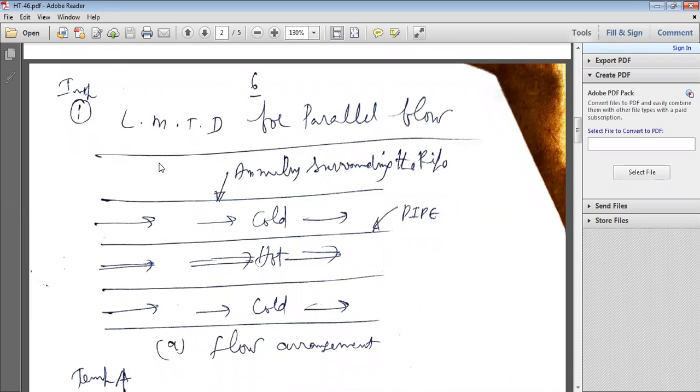So first we'll derive the log mean temperature difference for parallel flow. Log mean temperature difference for parallel flow heat exchanger. So now we are deriving the equation for log mean temperature difference for parallel flow heat exchanger. And I will give this one derivation, the LMTD for parallel flow heat exchanger.